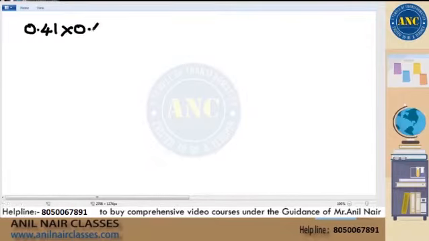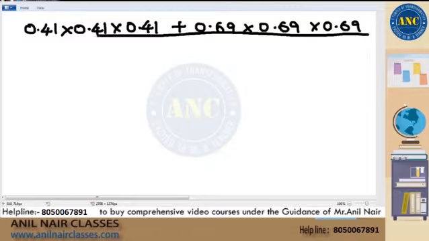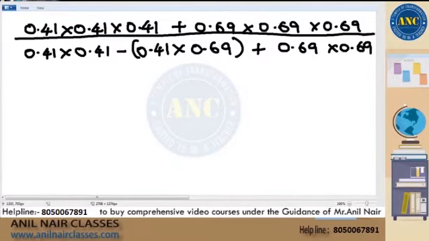0.41 into 0.41 into 0.41 plus 0.69 times 0.69 times 0.69, whole thing divided by 0.41 into 0.41 minus 0.41 into 0.69 plus 0.69 into 0.69. Now listen carefully, again it's a very easy question.